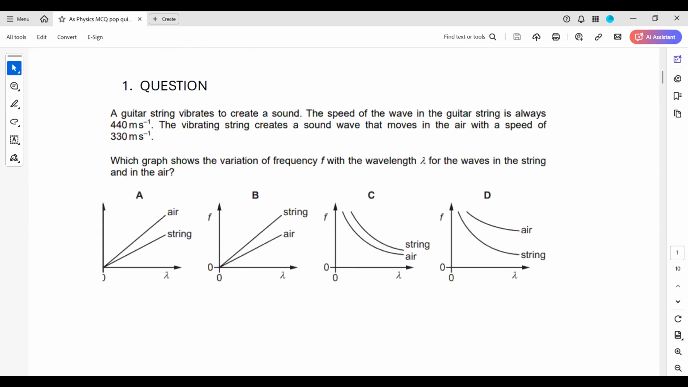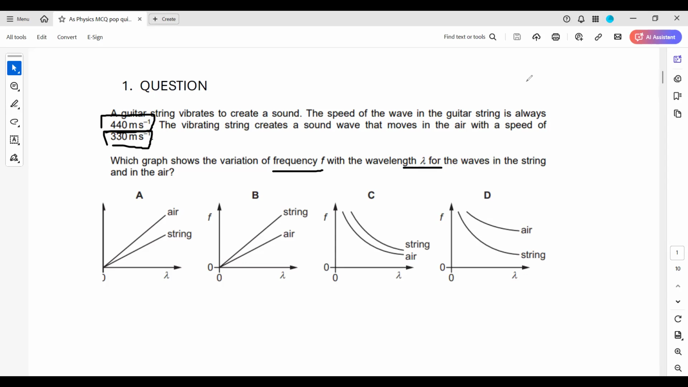In question one, a guitar string vibrates to create a sound. The speed of the wave in a guitar string is always 440 meters per second. The vibrating string creates a sound wave that moves in the air, and the speed of the sound in air is 330 meters per second. Which graph shows the variation of the frequency and the wavelength in the string?